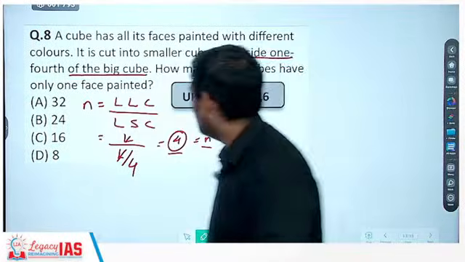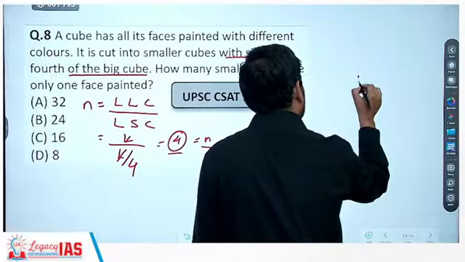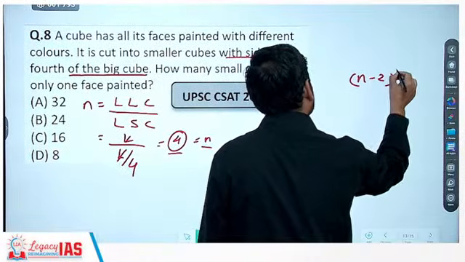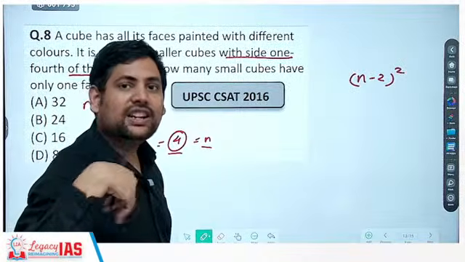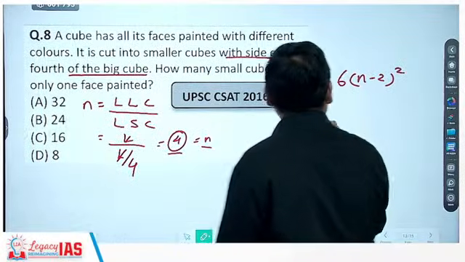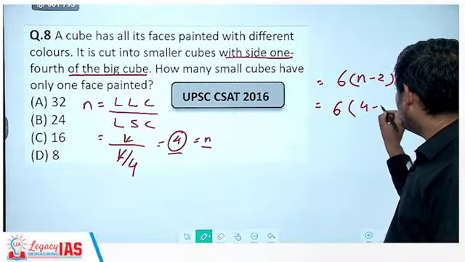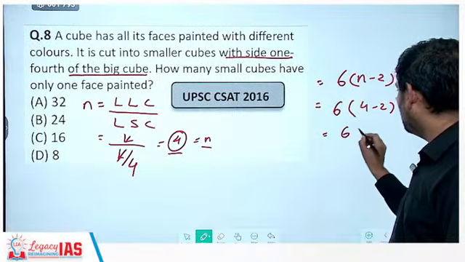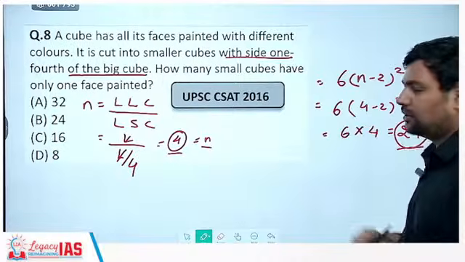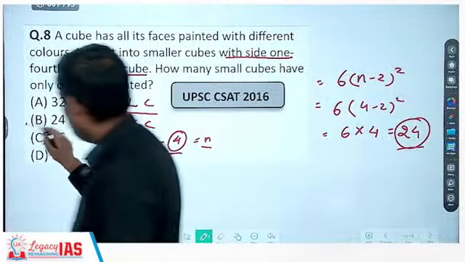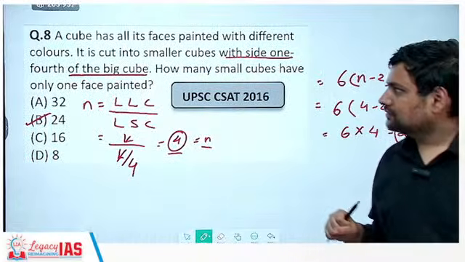If n is equals to 4, it is asking you one face painted. One face painted means what? See, one face painted you used to get by n minus 2 whole square on one face, if you remember. And there are 6 faces like this. So 6 into n minus 2 whole square. So this becomes 6 into 4 minus 2 whole square. That is 6 into 2 square, which is 4. 6 4s are 24. So this 24 becomes the answer. Understood?